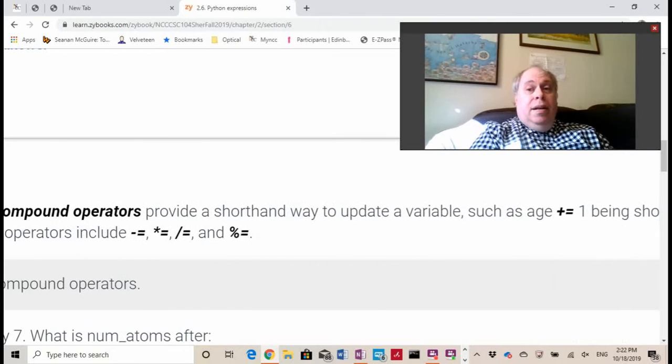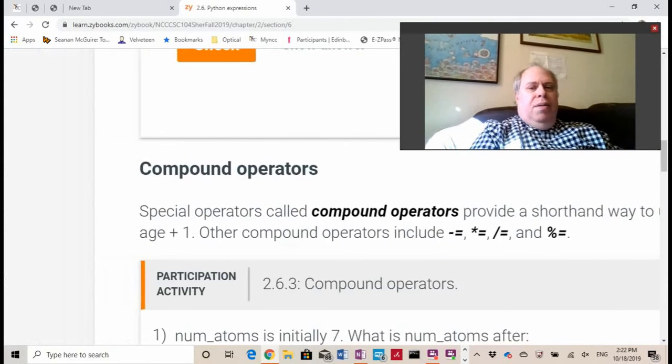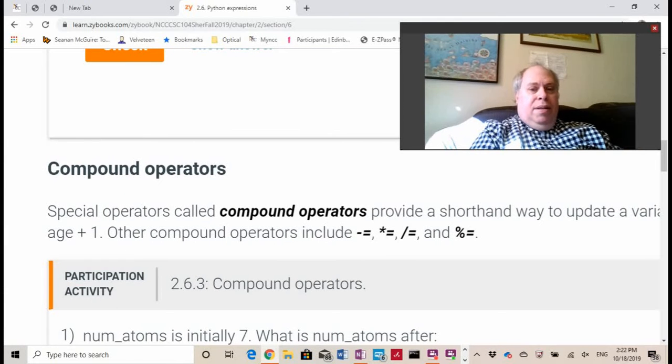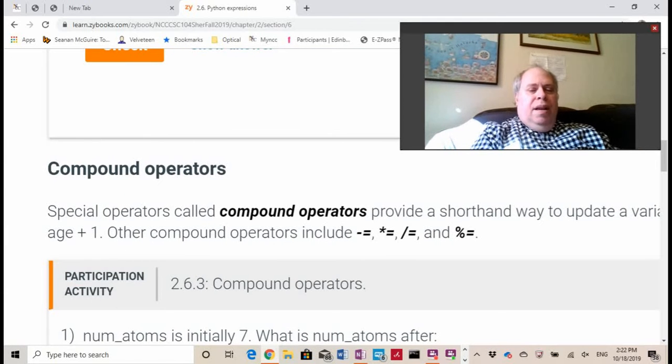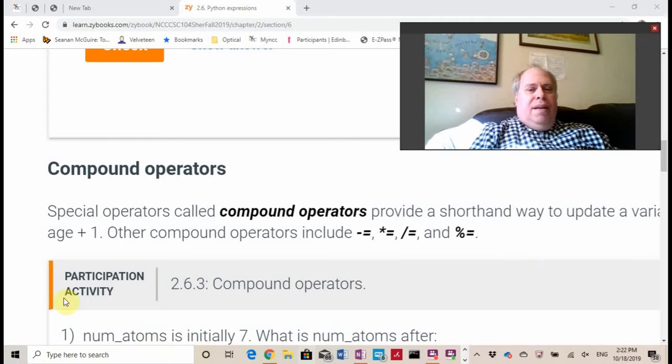7 is a constant. Now, we also have minus equals, times equals, divide equals, and remainder equals. We'll talk a little bit about divide and remainder later. But the common ones are plus equals that we saw earlier, minus equals that we have over here, and times equals.